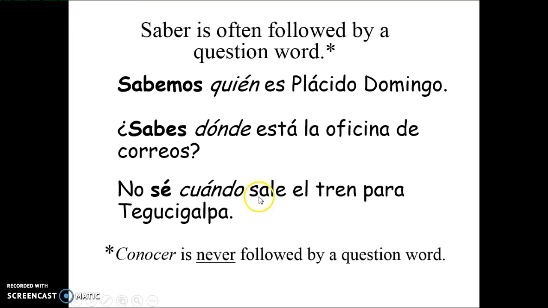And no sé cuándo sale el tren para Tegucigalpa. I don't know when the train leaves for Tegucigalpa. Again, question word right here. Saber is going to go in front of it. And obviously you have to conjugate saber. We know, you know, I know. Again, conocer is never followed by a question word. Only saber is.